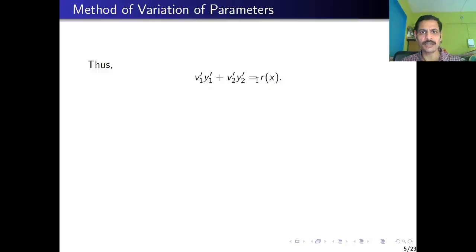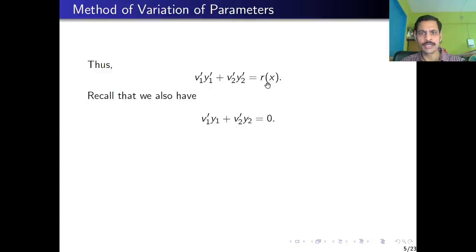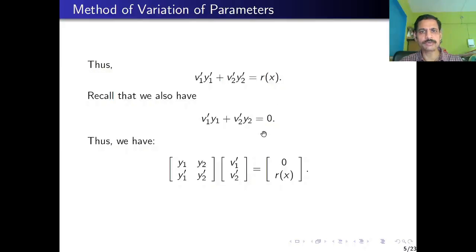So this, along with one more equation that we have here, which involves v1' and v2', we take them together and we solve this system of linear equations in the variables v1', v2'. This system of linear equations can be written in matrix form in the following way: a 2 by 2 matrix with entries y1, y2, y1', y2' is multiplied with the column matrix v1', v2', and that is equal to the column matrix 0, R(x).